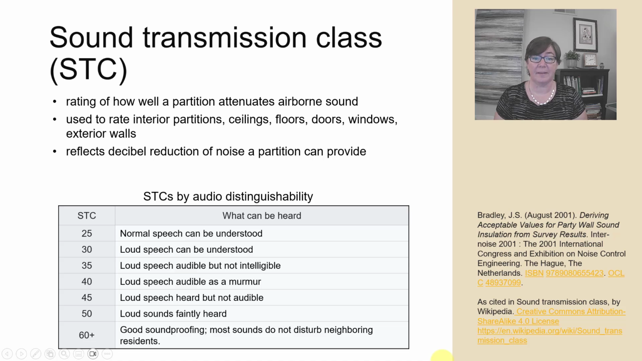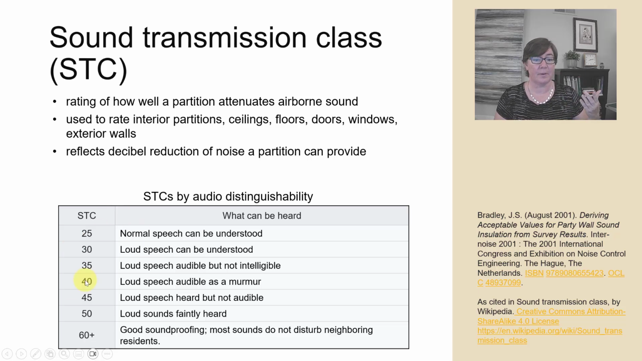So what are these STC ratings? Starting at super low, an STC of 25, someone on one side can clearly hear and understand somebody on the other side. A hollow core door is about an STC of 25. And that's if it fully fills the opening and doesn't have a big gap along the bottom. All right, STC of 25.